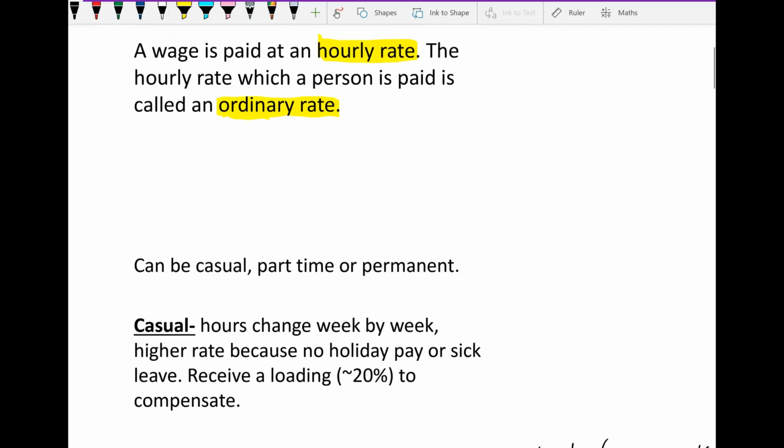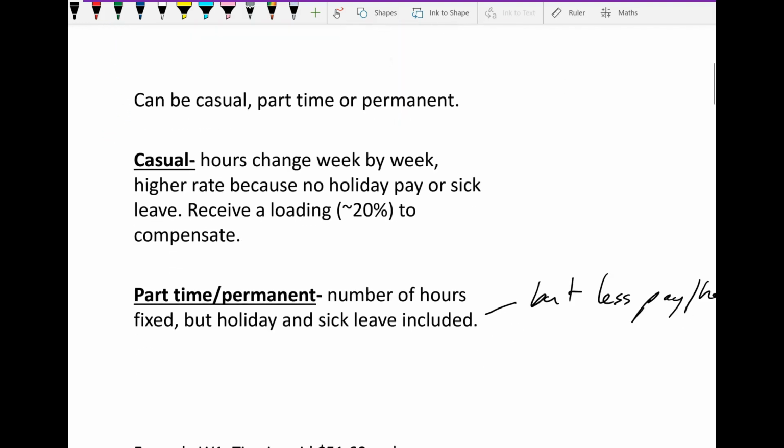So there are different ways that you can be on a wage. You could be a casual, a part-time, or a permanent. A casual has hours changing per week. Okay, so you might have 5 hours one week, 10 hours the next week, no hours the week after. Okay, depends on your employer. And there's no holiday or sick pay included. So if you don't work, you don't get paid. Okay, but you do get paid a higher amount than normal to compensate for that fact. Okay, that is called a loading.